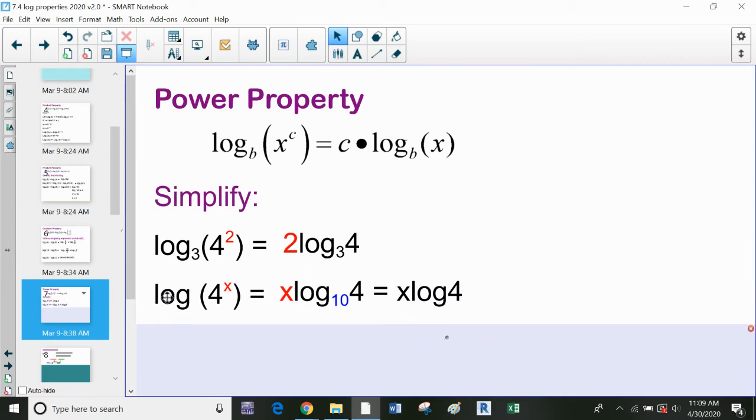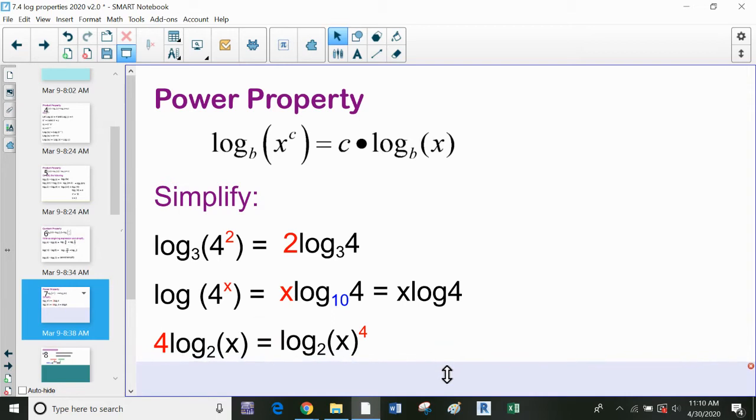How about this one? Log of the quantity 4 to the x. Ooh, no base written in. So that means you have the understood base 10. If you like to put that in there, write it in there. But what we can do is take that x and bring it down right in front of the word log. So it's x times this quantity. You can write it as x log base 10 of 4 or simply x log 4.